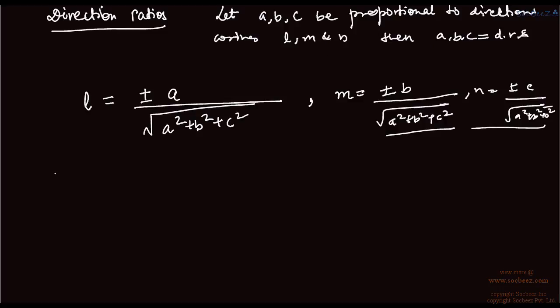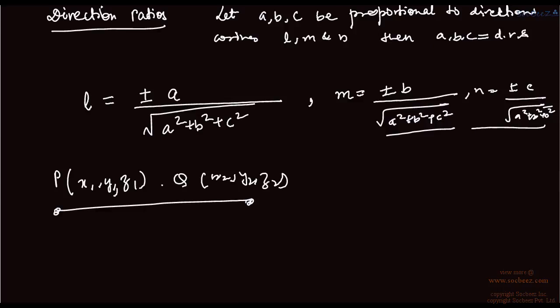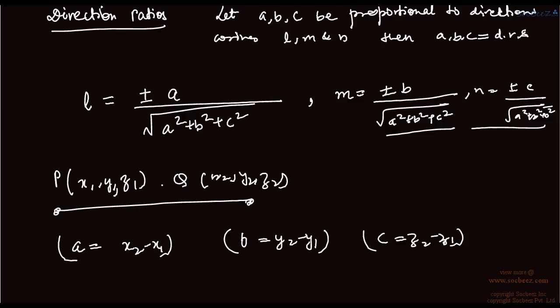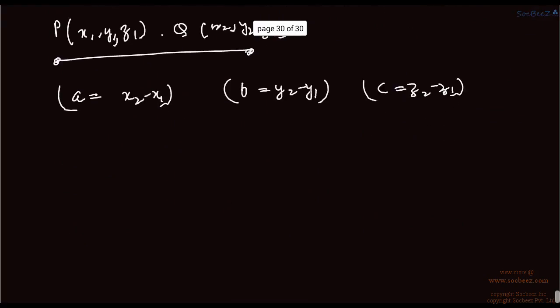So if you have a point, let's say as an example, point P (x1, y1, z1), and a point Q, which is (x2, y2, z2), then the direction ratios of the line PQ, the line connecting P and Q, are A equals x2 minus x1, B equals y2 minus y1, and C equals z2 minus z1. These are the direction ratios.